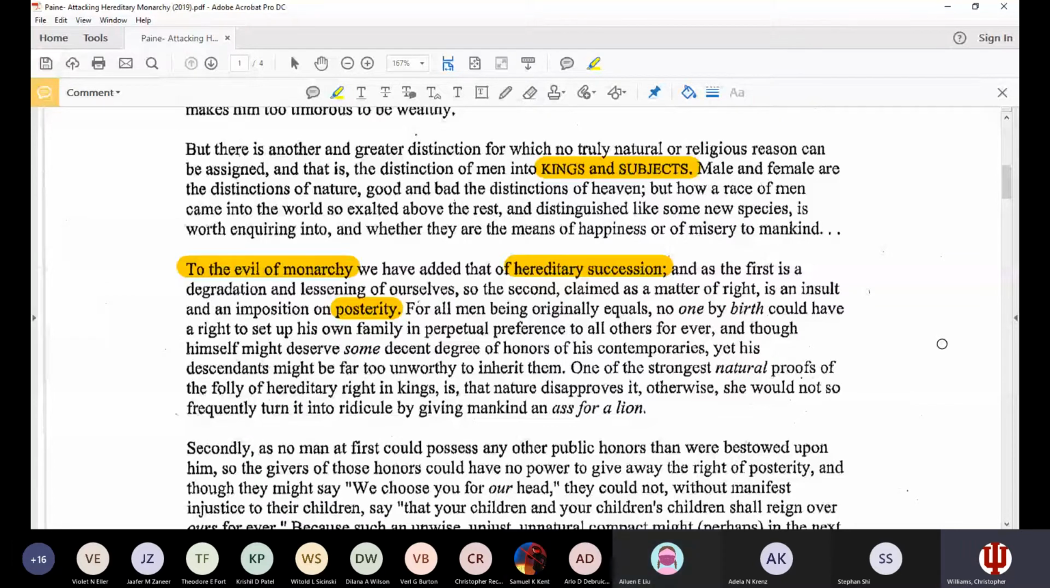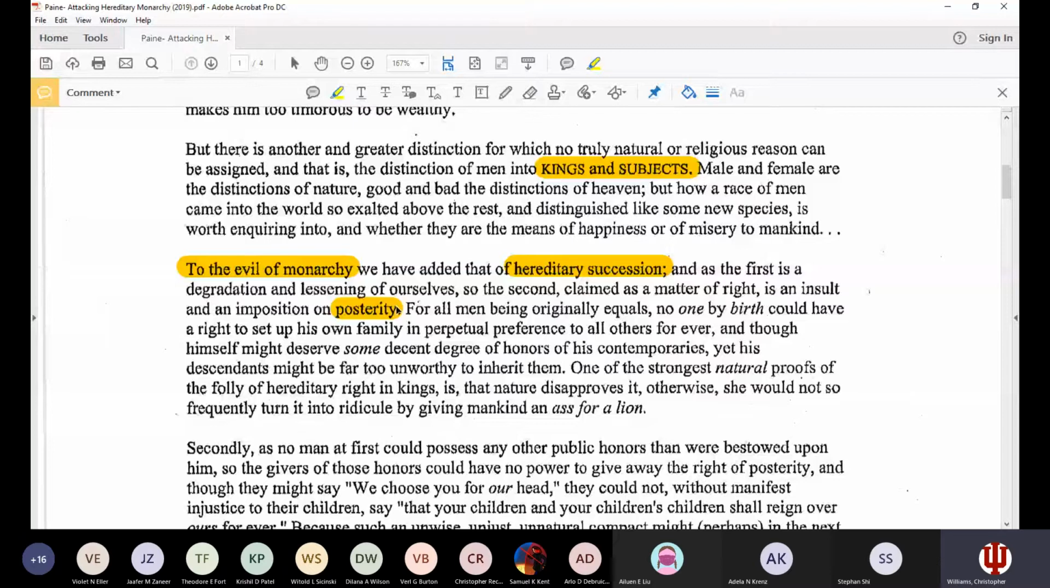Okay, and so he says, in our current situation, we're dealing with an evil, but it's even worse if our offspring have to experience that same unfortunate circumstance and it's completely accepted as being normal. Okay. Because he says it's an imposition on posterity that they're dealing with the same issue we are. And then he goes on to say, "For all men being originally equals, no one by birth could have a right to set up his own family in perpetual preference." That means down the road, they're being better than everybody else to all others forever.